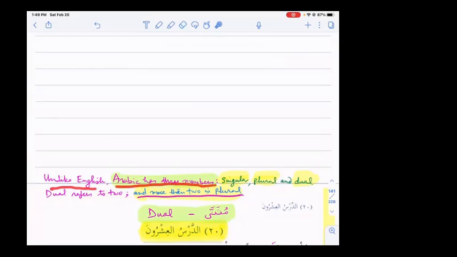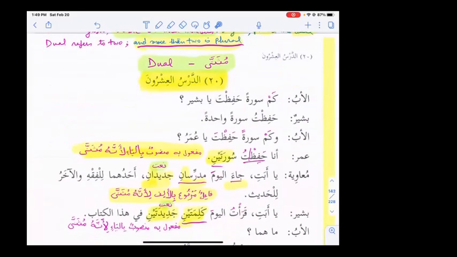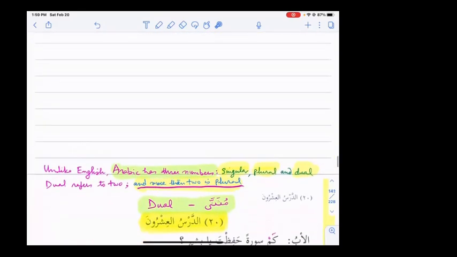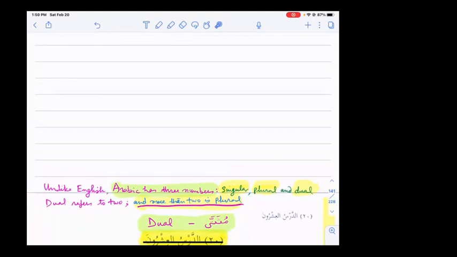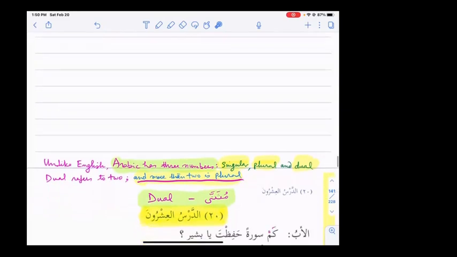Arabic has 3 numbers. Remember, 3 numbers. Singular, plural, and dual. That's the way Dr. Abdurrahim wrote it. Singular, plural, dual. Dual refers to two, and more than two is plural. Remember, dual refers to two, only two, precisely two. And more than two is plural, which is called musanna, dual.